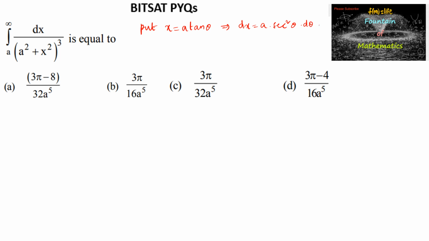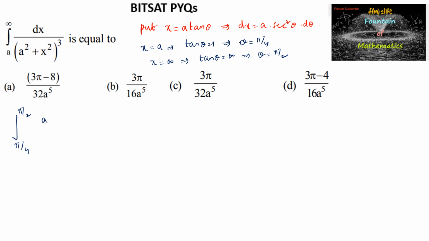So we can write the integral and even we can change the limits. When x is equal to a, we can write tan theta is equal to 1, so theta is equal to pi by 4. And when x is equal to infinity, we can write tan theta is equal to infinity, so we can go with theta is equal to pi by 2. So we can change the limits from pi by 4 to pi by 2.